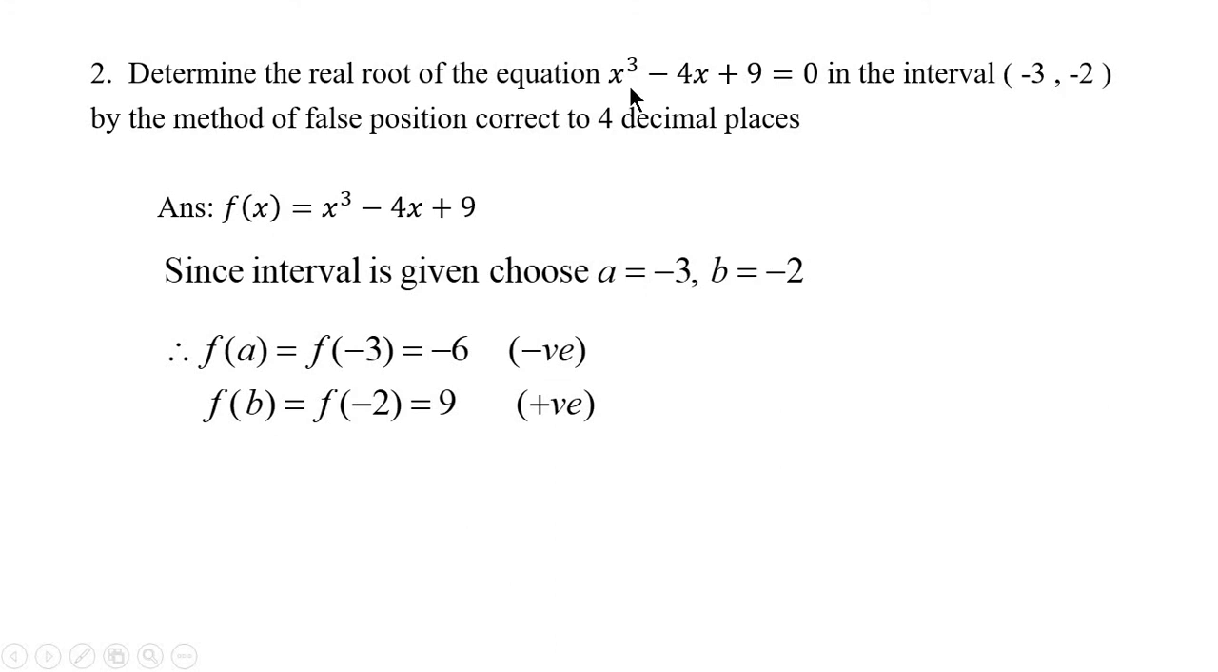Determine the root of the equation x cube minus 4x plus 9 equal to 0 in the interval minus 3 and minus 2. So write your function f of x. Since the interval is given, let us choose a as minus 3 and b as minus 2. Check whether they give you opposite signs or not. So here f of a is minus 6, negative, f of b is 9, positive. Therefore we can conclude that a root lies between minus 3 and minus 2.